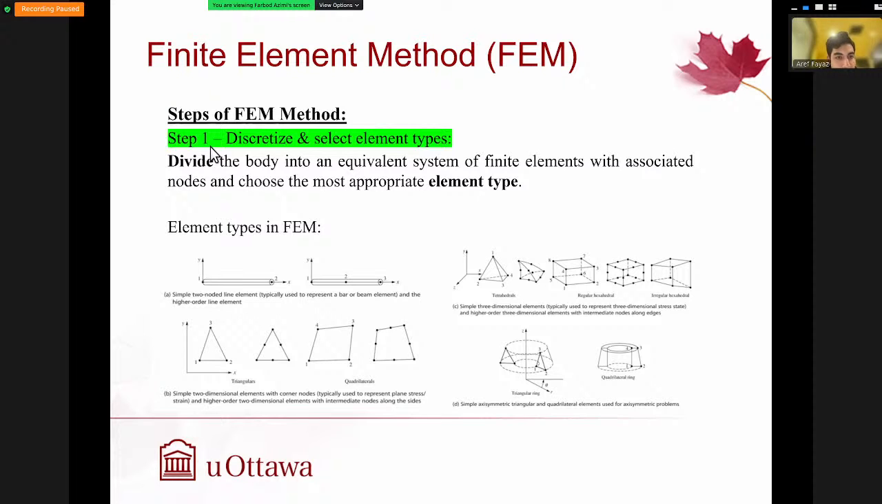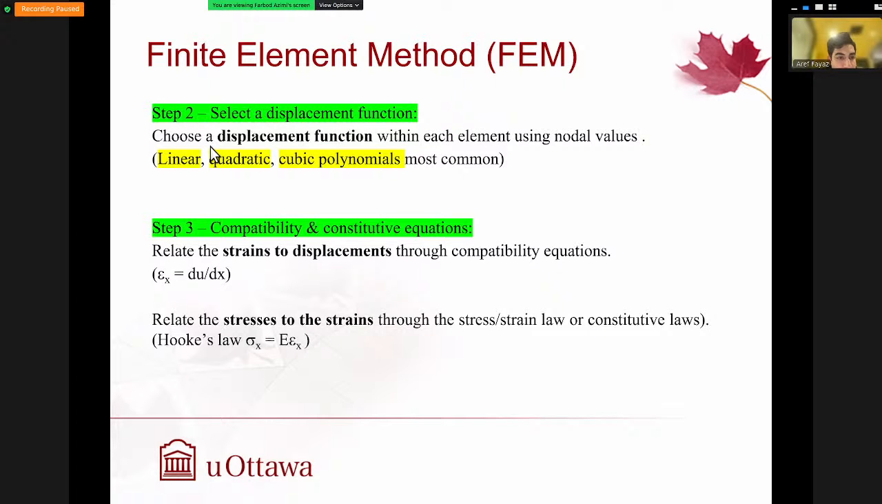So the first step will be to discretize and select our element types. We divide the body into equivalent systems of finite elements with associated nodes, and we choose the most appropriate element type. We have some element types at the bottom for you to take a look at. Now moving on to step 2, this is where we select the displacement function. We choose a displacement function within each element using nodal values. They can be linear, quadratic, or cubic polynomials, which are most common.